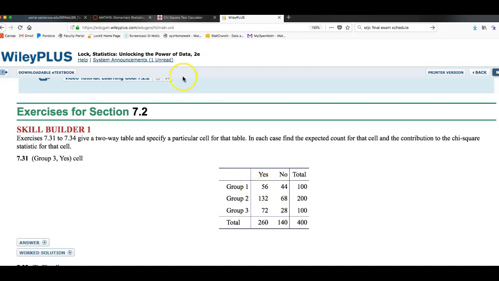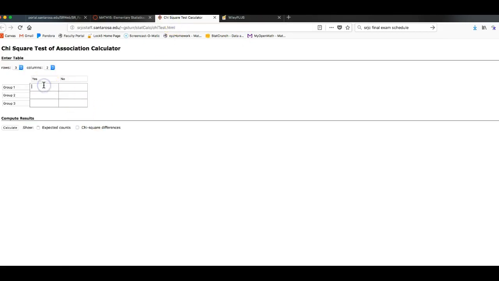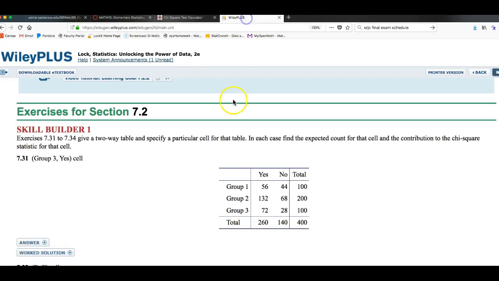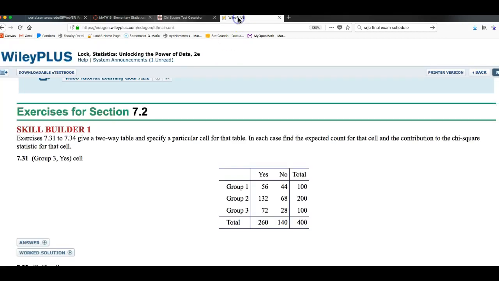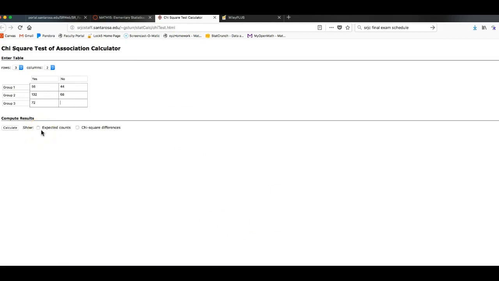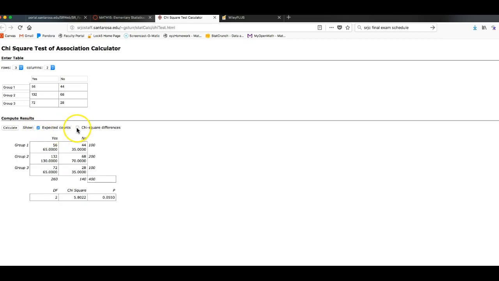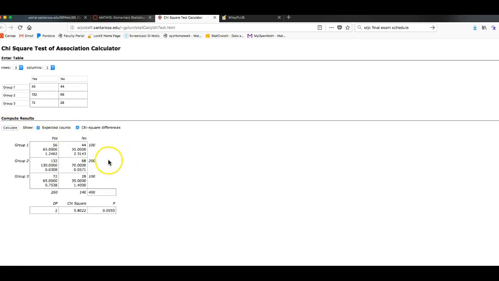So I'm going to type in 56 and 44 into the first row. Second row, 132 and then 68. And then the last row, 72 and 28. And I want to see the expected counts and the chi-squared. And right here, notice in each cell, group 1 that said yes, we have 56.